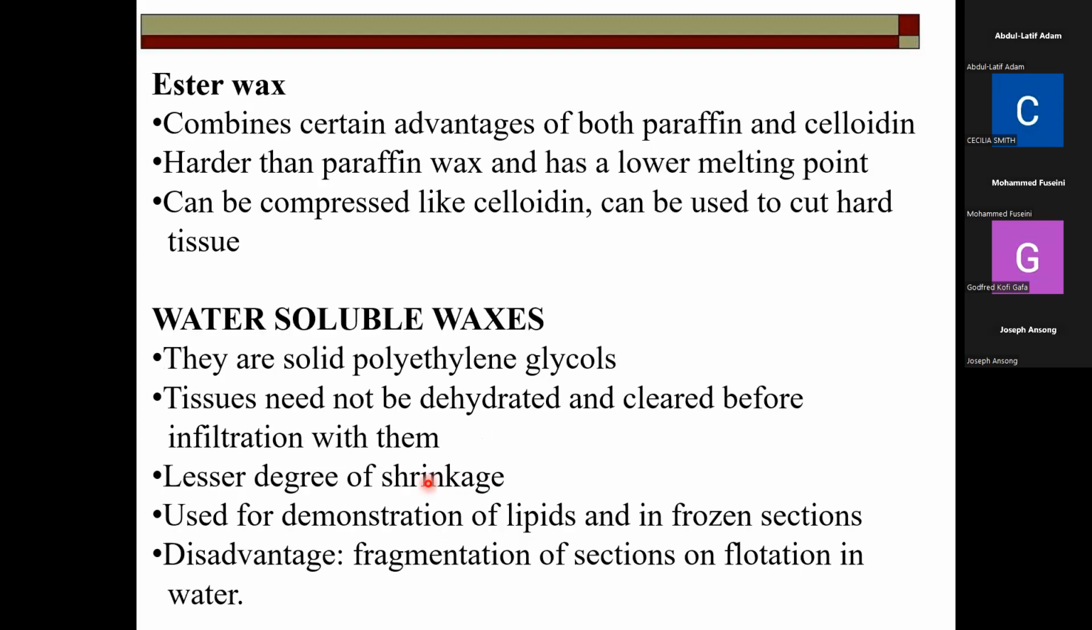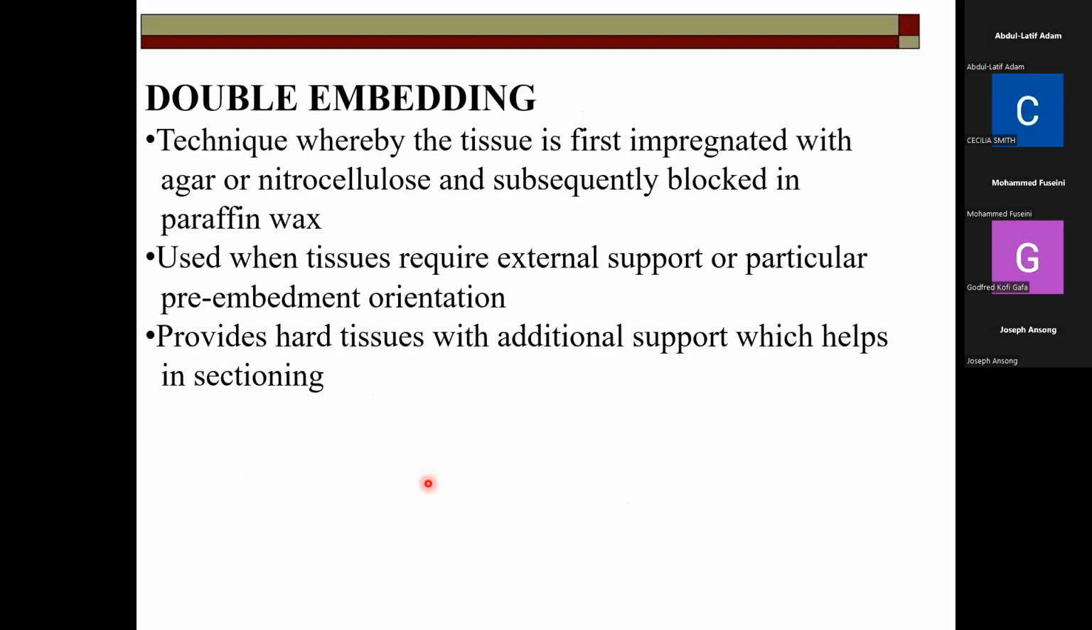You have extra wax, then you have water soluble wax. The water soluble waxes are usually used for frozen sections. Frozen sections are sections that you don't preserve in formalin. You freeze the samples instead. So you can use water soluble waxes like glycerin, glycerol, and all those.